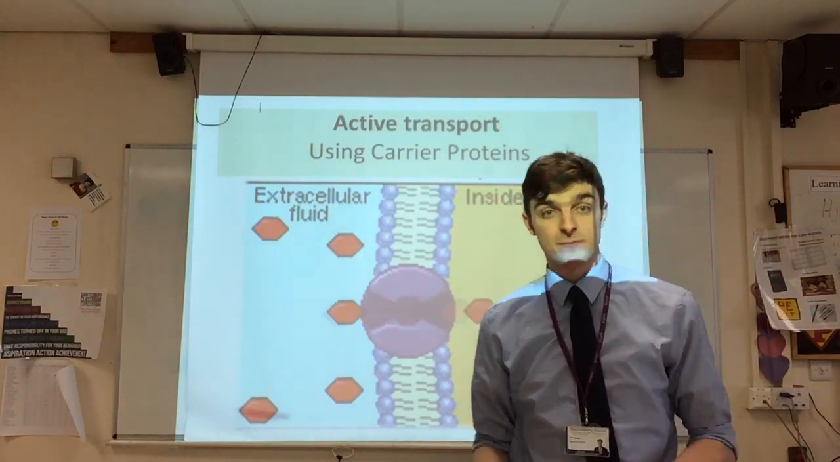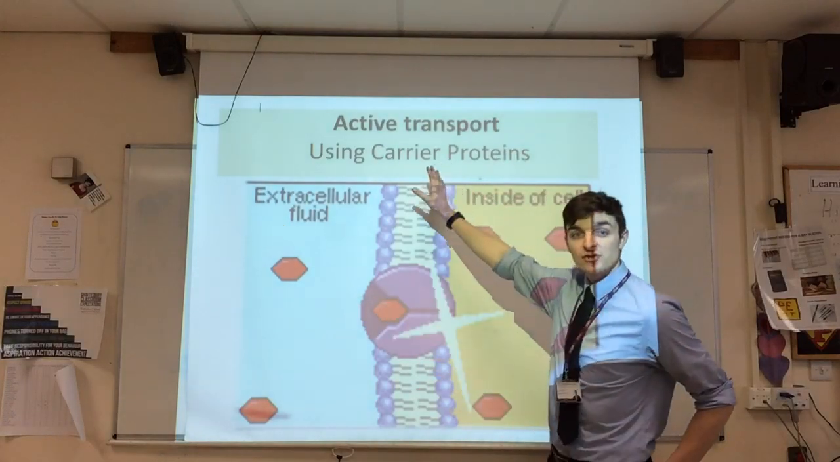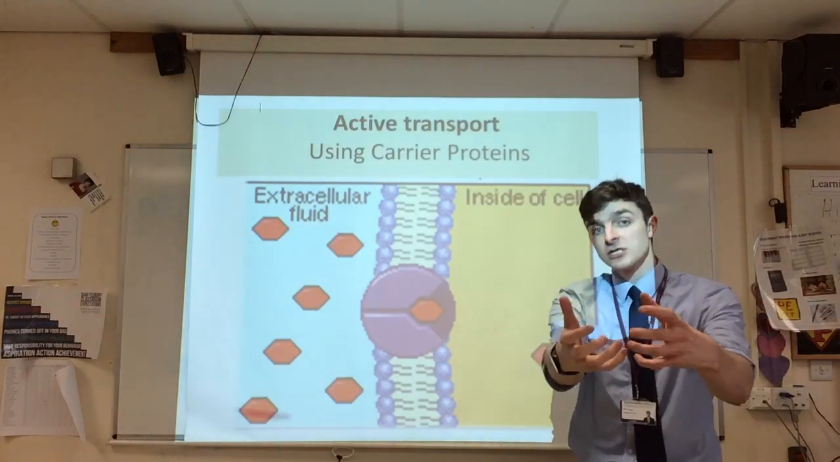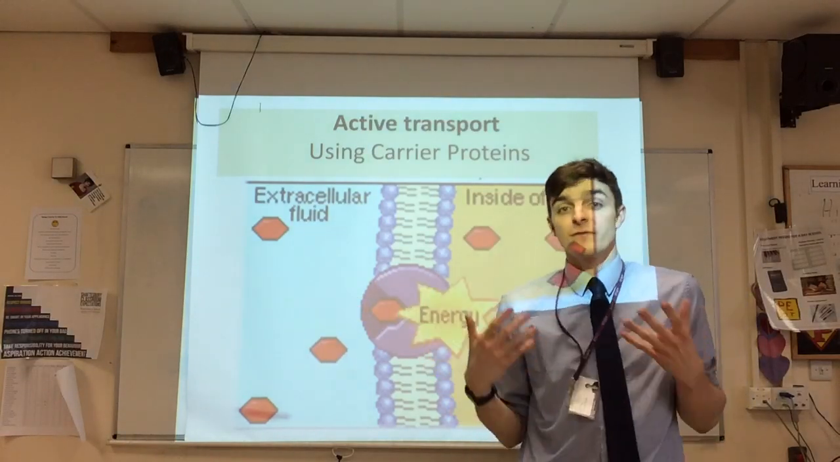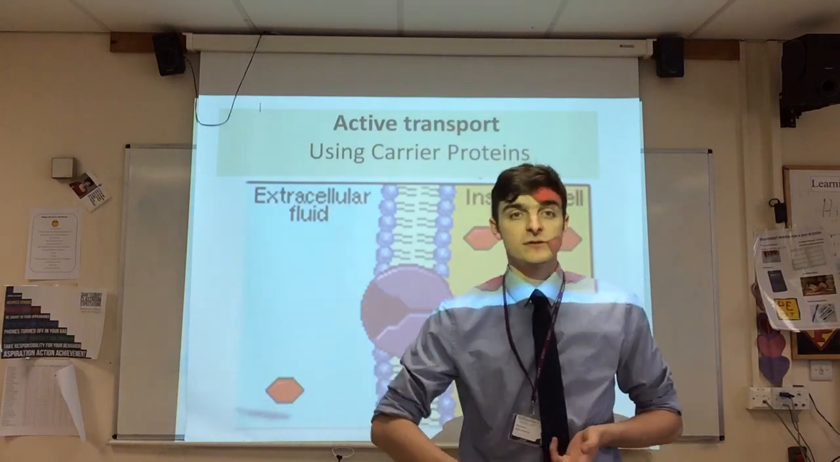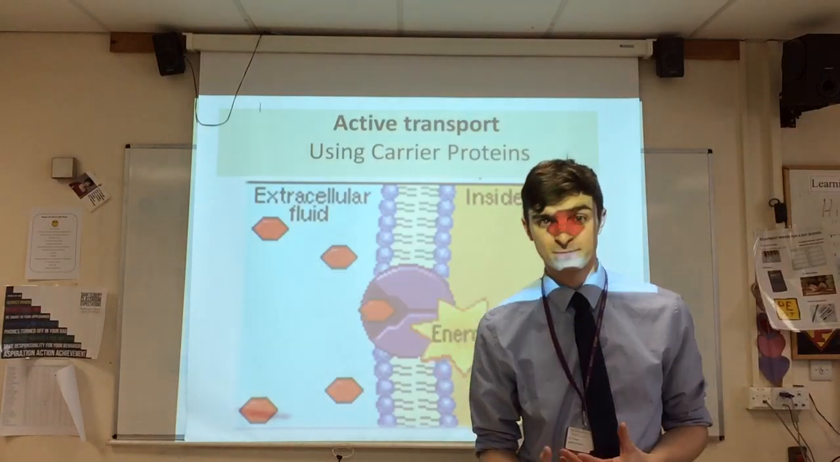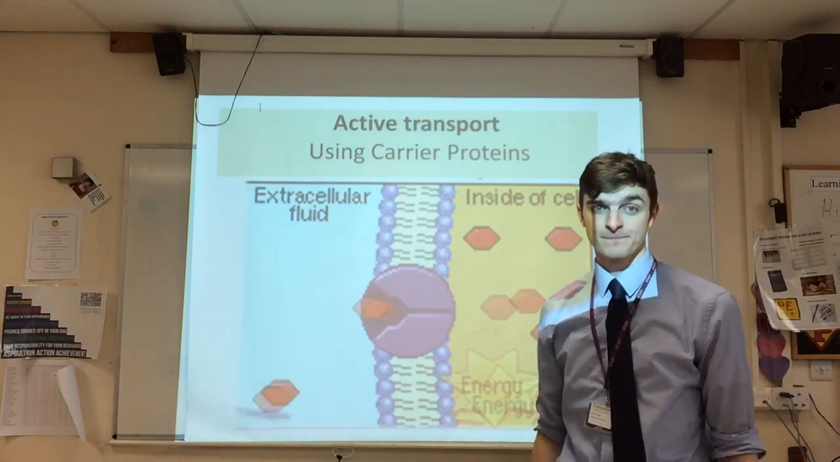However, we don't want that. The plant doesn't want that. So it uses this process, this active transport, in which it uses energy and carrier proteins to pump through the substances that it needs. Now, for a plant, this could be magnesium, this could be salts, this could be any kind of mineral ions that it needs in order to function. It has to use this process, otherwise it just won't work.